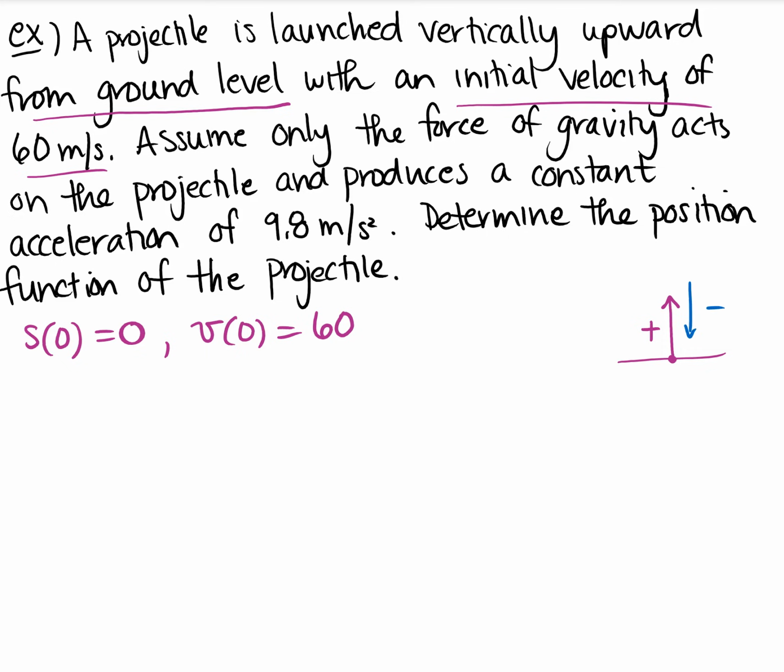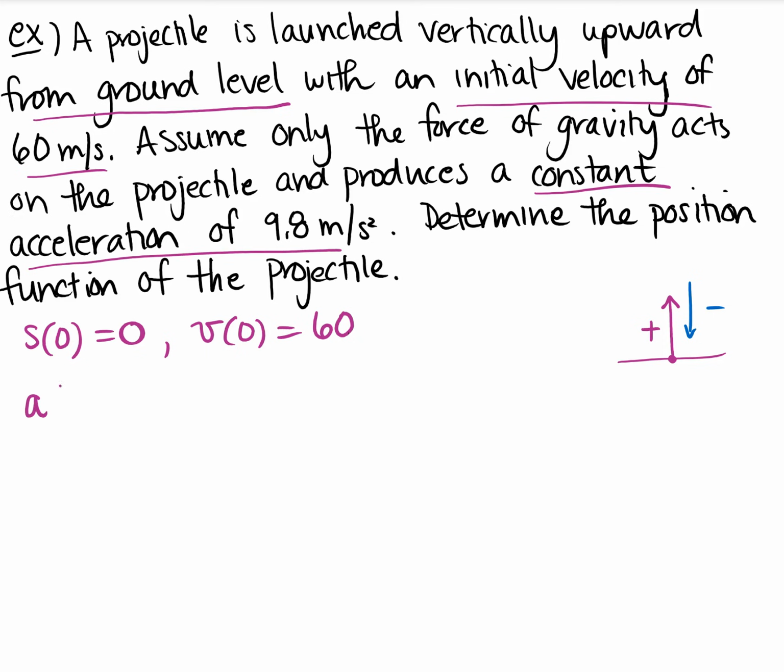I know it's a bold stance to take, people saying that up is positive and down is negative. So I know that this is my initial position, right? This is my initial velocity. And then what else do I know? I know that I want to stay with the same colors because we should. We have a constant acceleration.